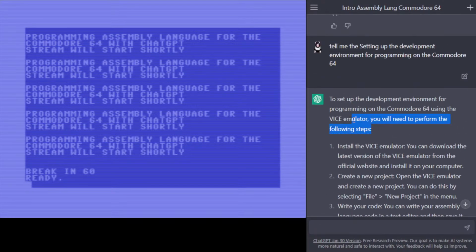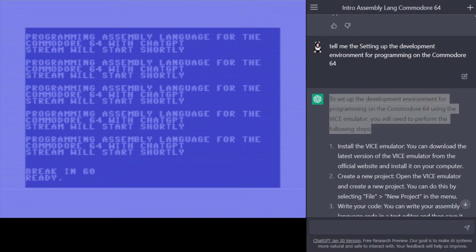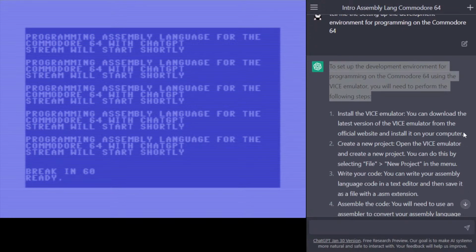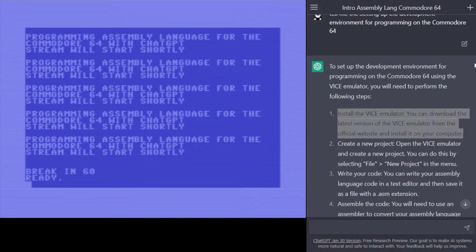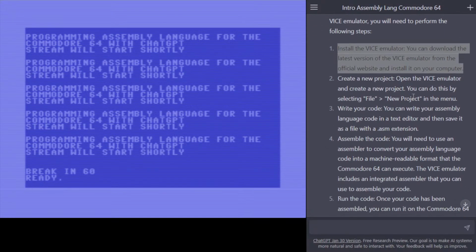Okay, we're going to do this in steps, so that'll be a little different than what we've been doing. To set up the development environment for programming on the Commodore 64 using the Vice emulator, you will need to perform the following steps. Install the Vice emulator. You can download the latest version of the Vice emulator from the official website and install it on your computer. Okay, and I did that, and that's accurate.